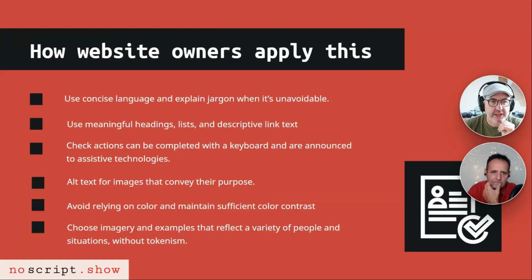So here we're looking at how website owners apply this. I'll just read through them again. The way to apply this is, for example, to use concise language and explain jargon when it's unavoidable. Use meaningful headings, lists, and descriptive link text. Check actions can be completed with a keyboard and are announced to assistive technologies. Alt text for images that convey their purpose. Avoid relying on color and maintain sufficient color contrast. Choose imagery and examples that reflect a variety of people and situations without tokenism. Over to you.